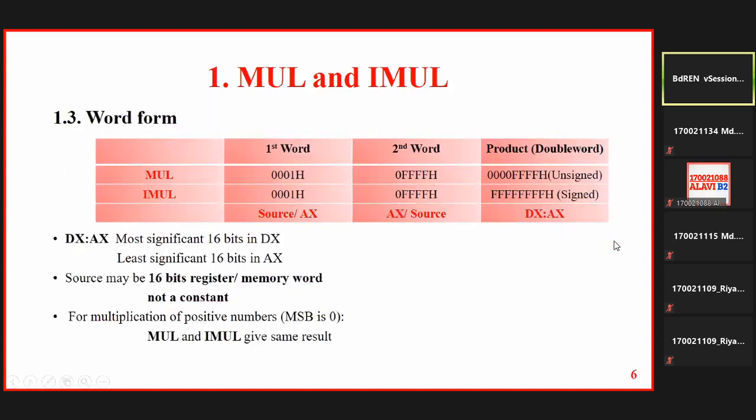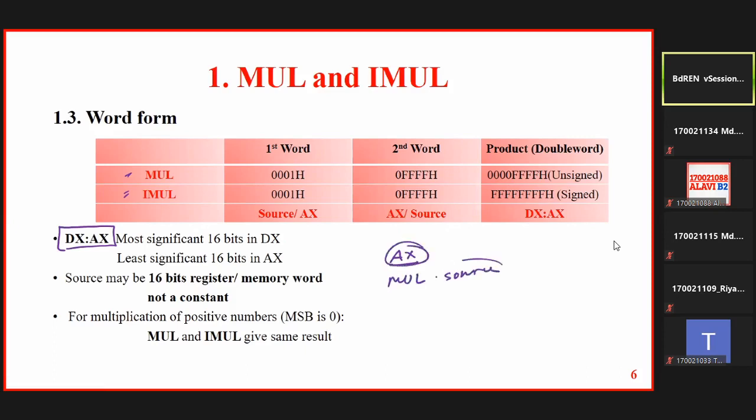Okay, so in case of word form, it may happen that you need to multiply two words. So what will happen in that case? The instruction is the same, but it depends on the source that you are using. If that is a word, it will assume that it is a word multiplication. So it will assume that AX will have one of the words and the other word will be the source.